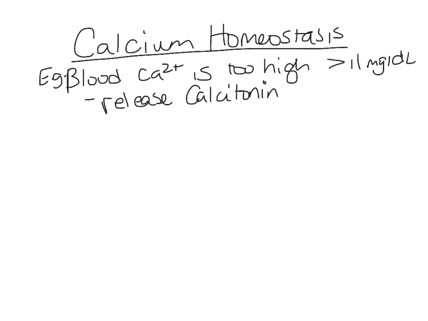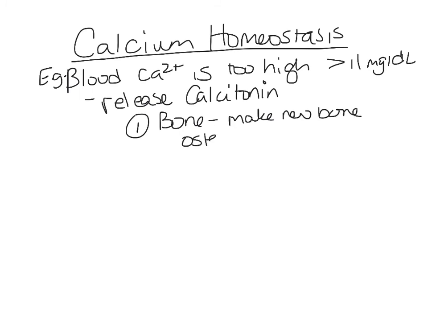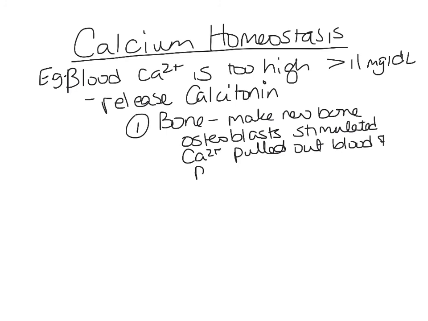And calcitonin is going to have an effect on different areas in your body. First of all, in the bone. Okay, so we have too much calcium in our blood. What would we want to do with that concerning the bone? Build up the bone to store it. Right, we would want to make new bone so that we would have a new place for calcium to be stored. And what cells make new bones? Osteoblasts. Right, so the osteoblasts would be stimulated. You would make new bone, and then calcium would be pulled out of the blood and put into the new bone. Calcitonin is the hormone that makes that happen, right?